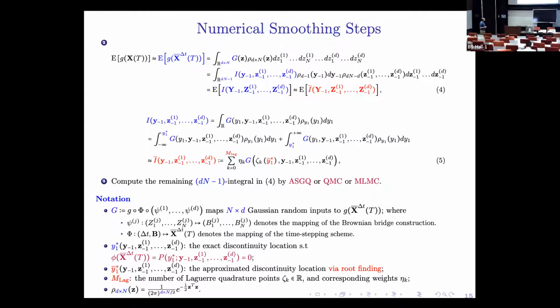And what you end up with is an expectation now. You can see it as a d times n minus 1 integration problem, or an expectation of this object that we called a bar. And we use the different methods that we discussed before, adaptive quadrature, quasi-Monte Carlo, or multi-level, to approximate effectively these expectations. Any question about the idea of numerical smoothing? Okay, I hope it's clear.